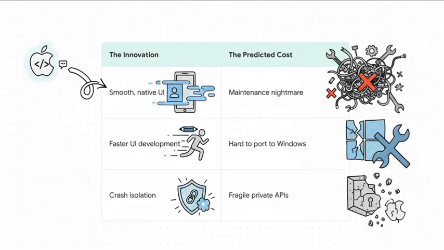And that really brings us to the great trade-off at the center of all this. On one hand, the innovation gives them a super smooth native UI that's protected from browser crashes, and it lets their developers move really fast. But on the other hand, the predicted cost is a maintenance nightmare, a scary dependence on private Apple APIs, and a huge roadblock to ever going cross-platform.